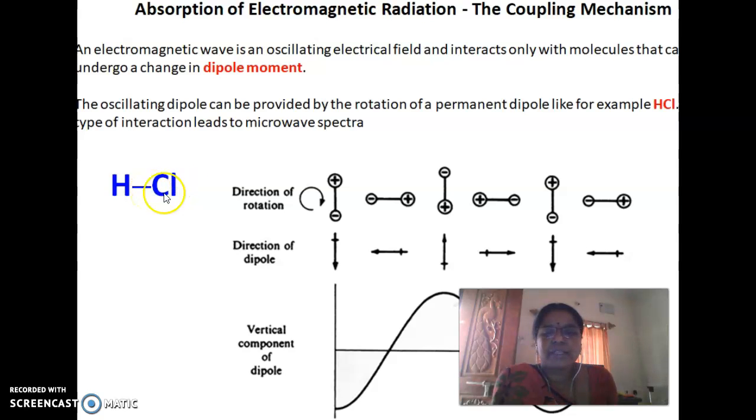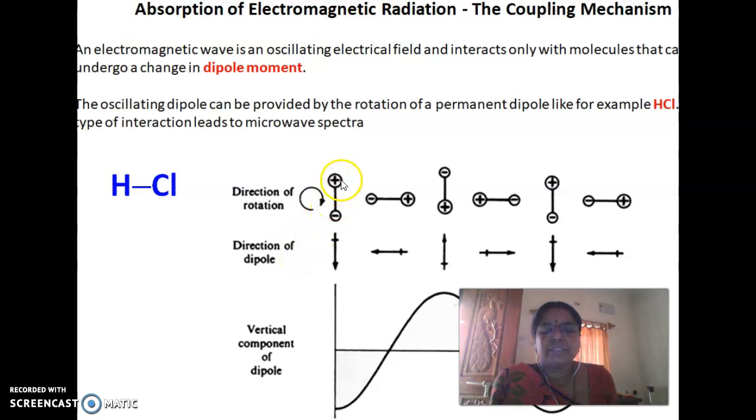In the case of HCl, hydrogen has a positive charge and chlorine a negative charge, because of the difference in their electronegativities. When you rotate the molecule, the direction of rotation changes, and with respect to the direction of rotation, the direction of the dipole also changes.